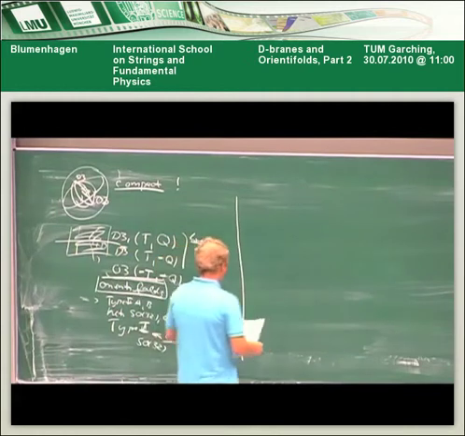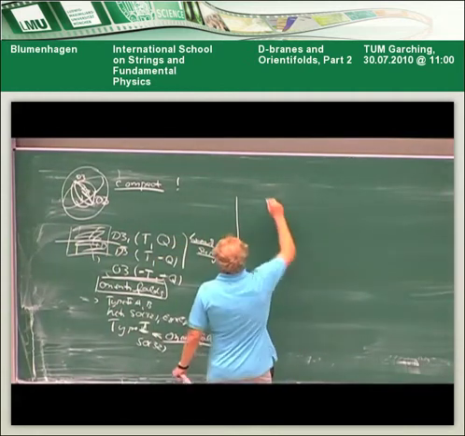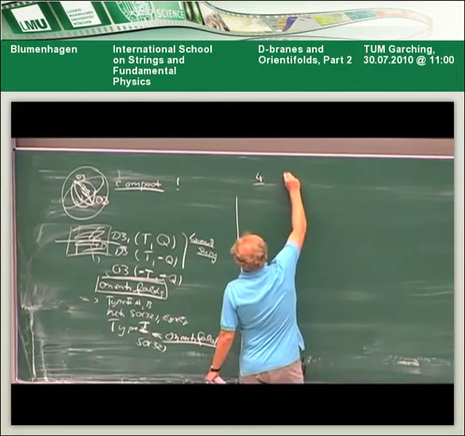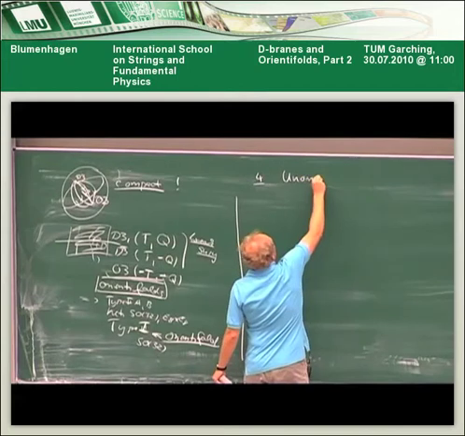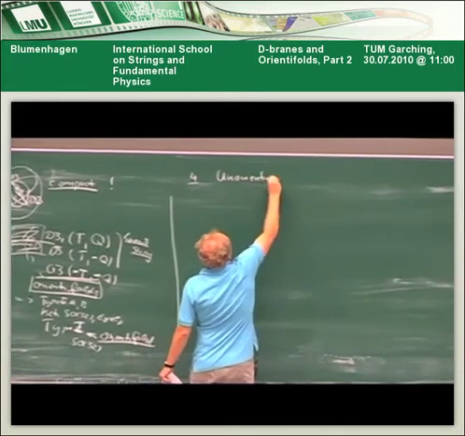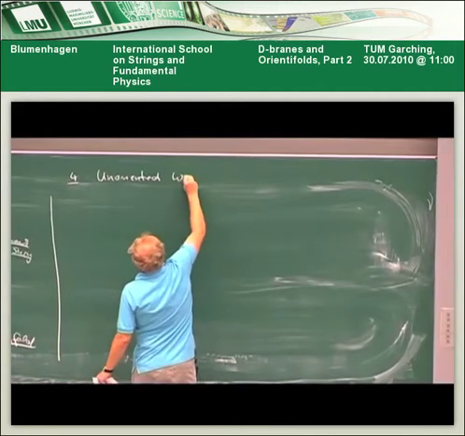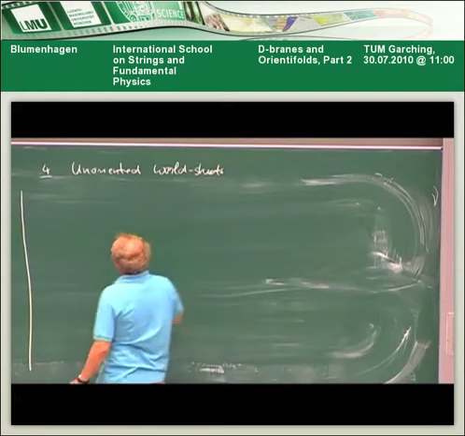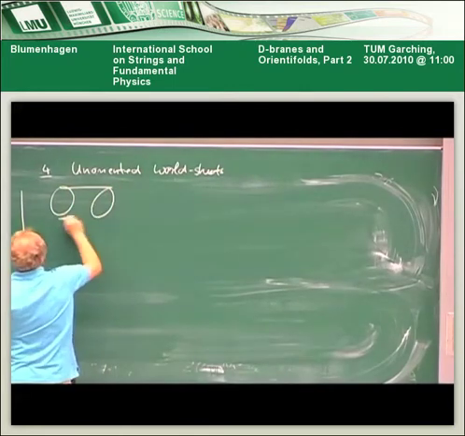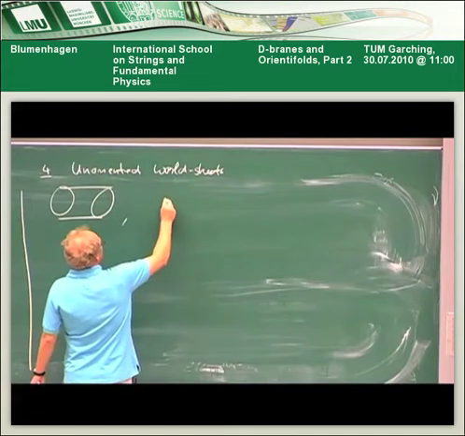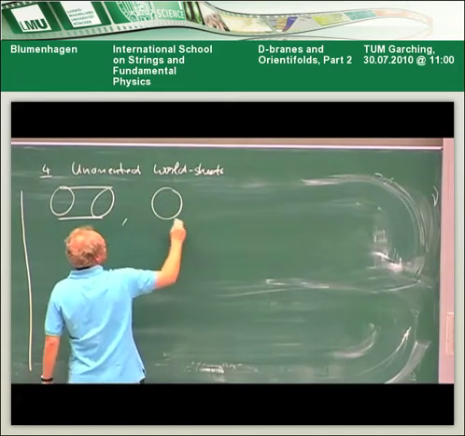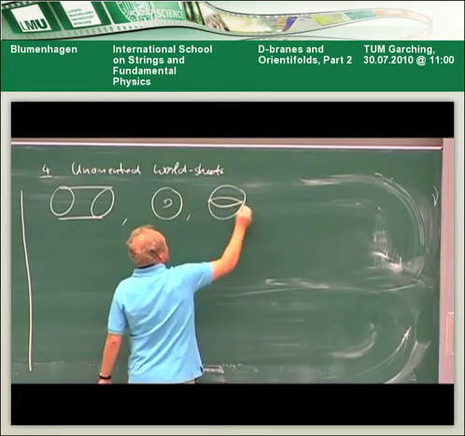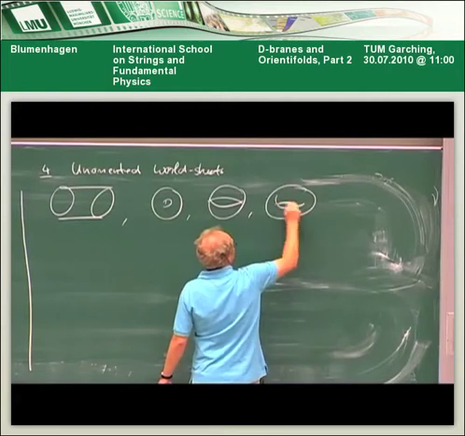But the construction is completely different, because it involves, chapter 4, unoriented worldsheets. What does that mean? So far I was talking about the annulus for an open string as a one loop diagram, or I was talking even about the disk, or I was talking about the torus or sphere. They are all oriented.